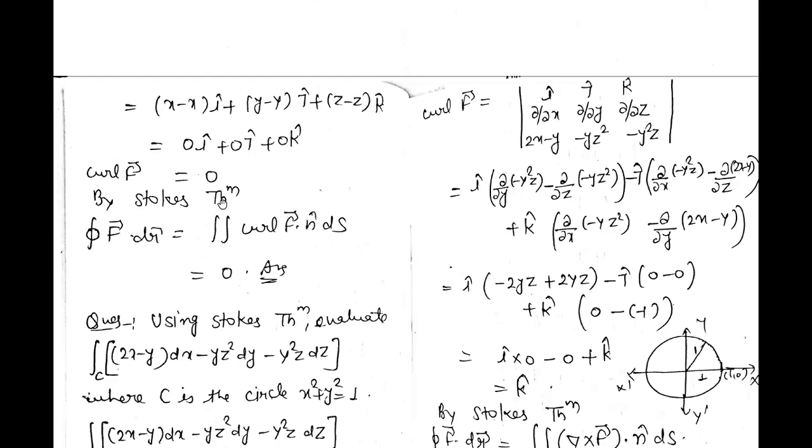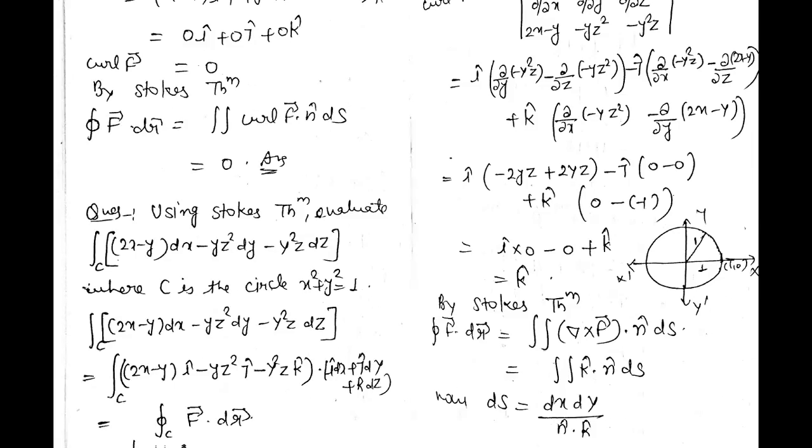Now, we know our Stokes theorem: single integration f vector dot dr vector is equal to double integration curl of f vector dot n cap into ds. So we know that our curl of f vector is 0. So your final answer is 0 here, right?